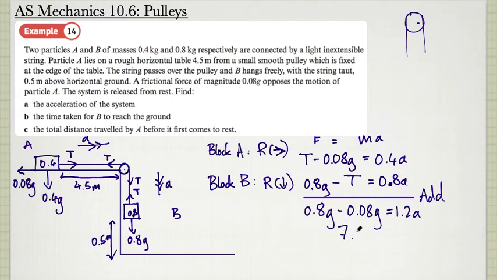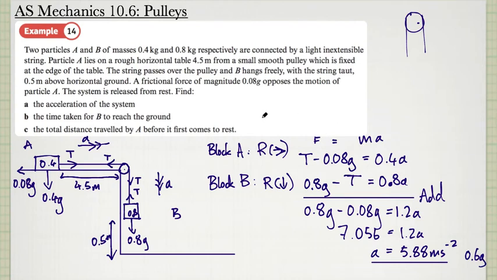gives 7.056 equals 1.2a, and therefore a equals 5.88 meters per second squared. And that's the acceleration. In the book example, it gives that as 0.6 g, which is the same thing. They've just left the g in the answer.